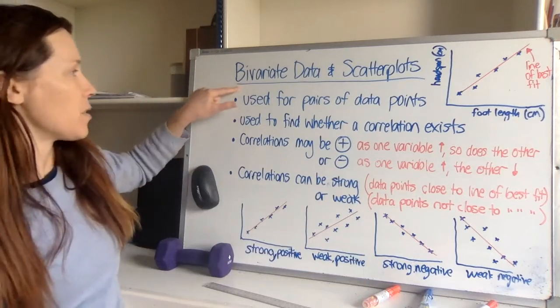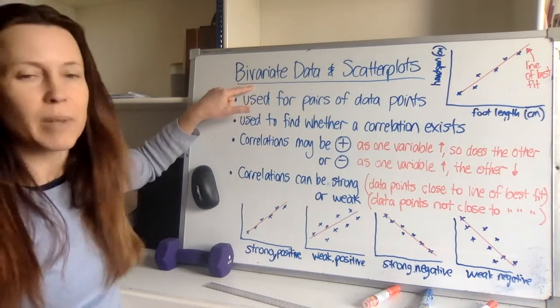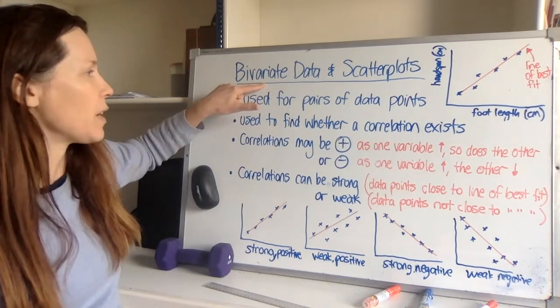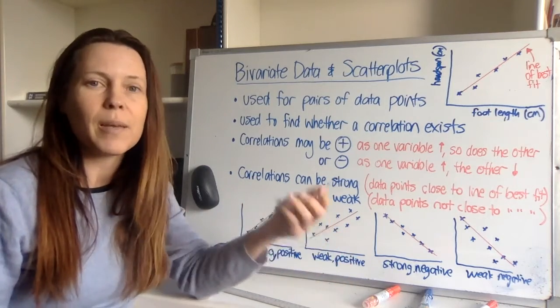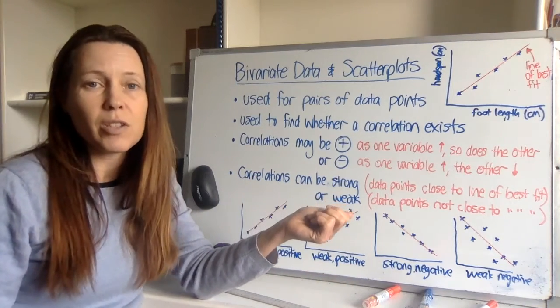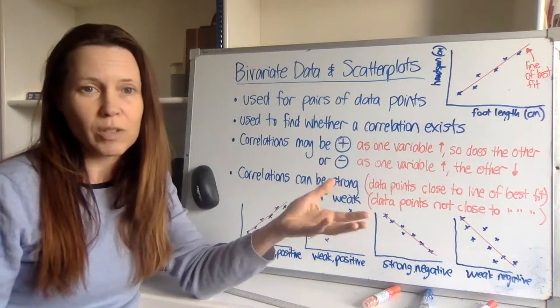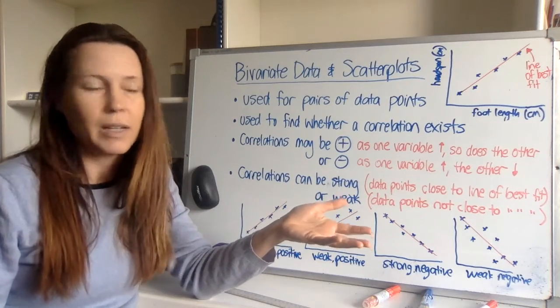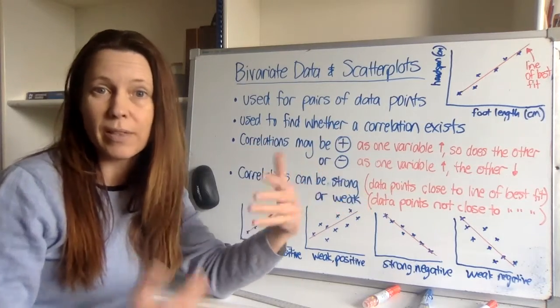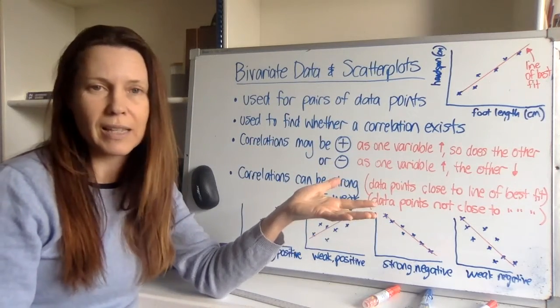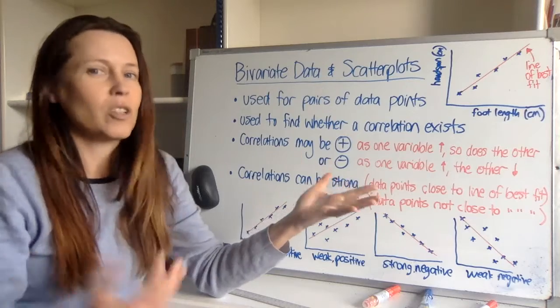Now, bi is two and variate just means variables. So we have two variables, but it's important to know that they're not just any two variables, they're pairs of data points. So perhaps you've measured, say, two different attributes about a person. The size of their hands and the size of their feet, and you want to see whether they're related. Do people with big hands also have big feet, or is it just a coincidence?